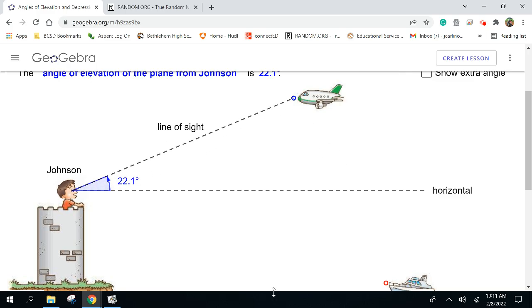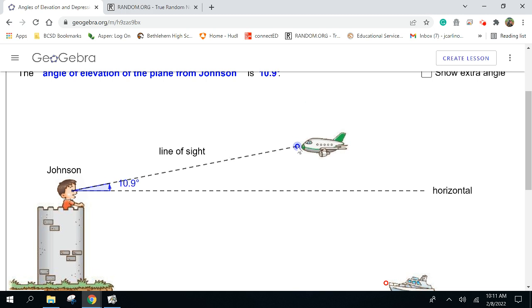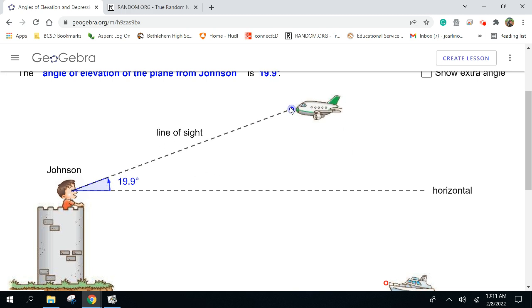So he was looking straight ahead, and then he saw the plane up, and everyone see the new angle that was formed right here. This is called an angle of elevation, when you look up at something after you're looking straight ahead. And if I move the plane up or down, I think I can do this. Yep. See how the angle of elevation changes.